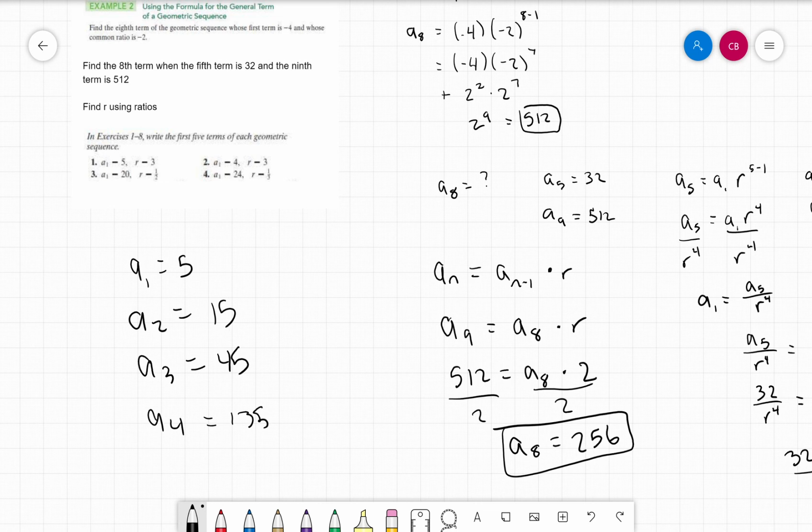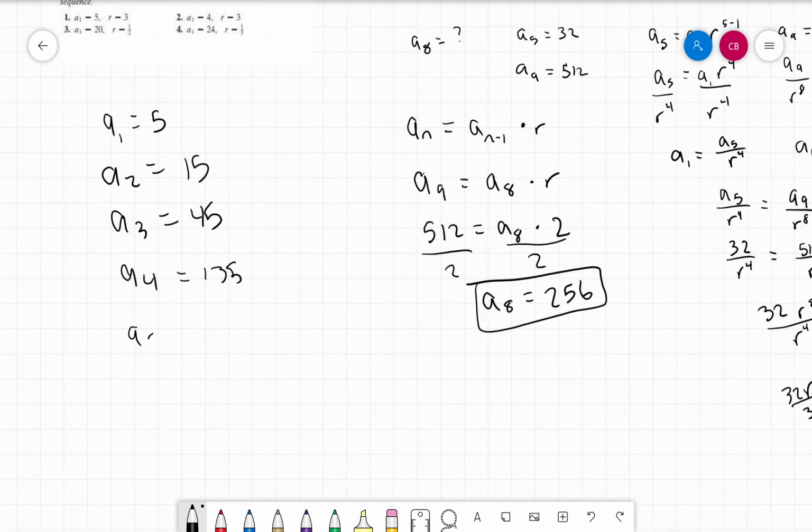And then a_5. 135 times 3 is 405. And a_6 is 1215. And there you have it. So just multiply repeatedly and you'll get your answers. This isn't that difficult, I hope. I think that you guys can finish these off.